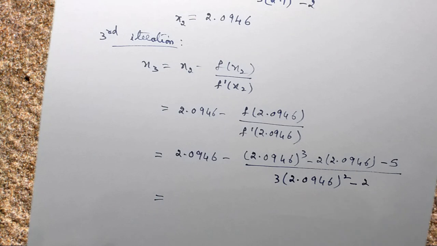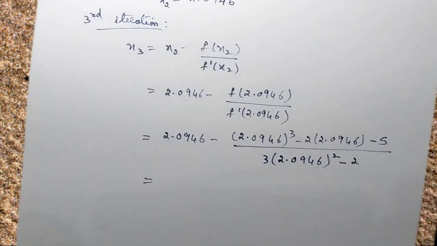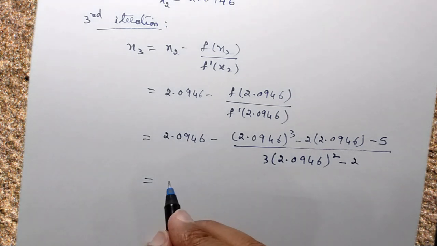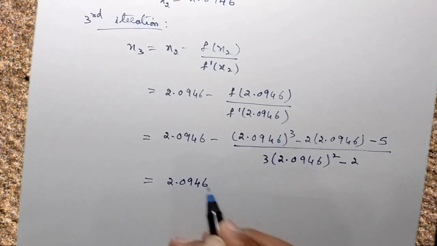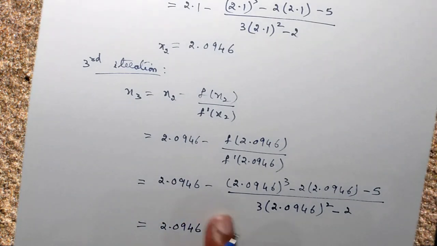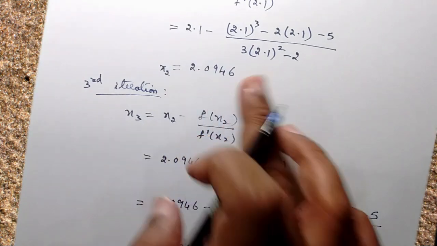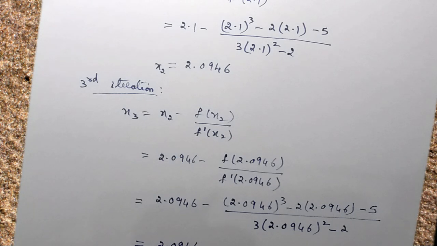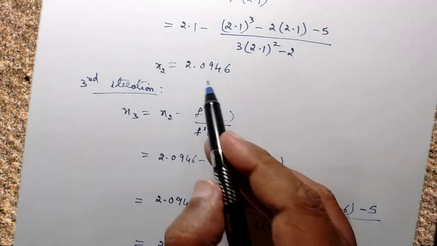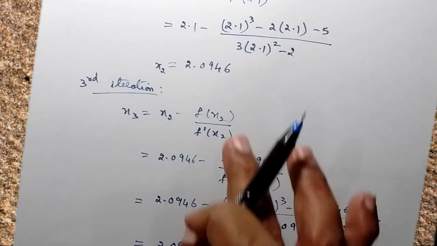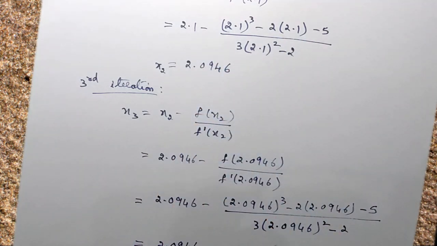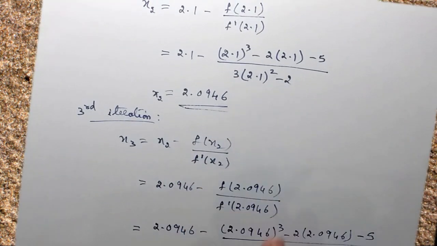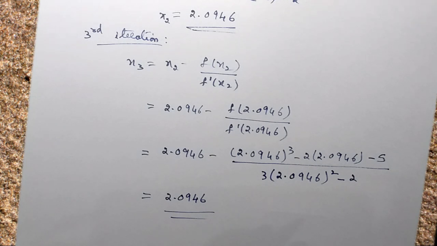You can just simplify. I've already shown you in the previous step how to use the calculator. You just simplify and let me know the solution. What is the solution you're getting? Are you getting the same solution, 2.0946? So you can check that this present value and the previous value are the same up to 4 decimal place. So the question was to find out the approximate solution up to 3 decimal place. So however we are getting 3 decimal place as the same, the present and the previous value. So you have to repeat the process till the present and the previous solution, this x3 and x2, are the same. Therefore we'll stop the process and write down the final solution.